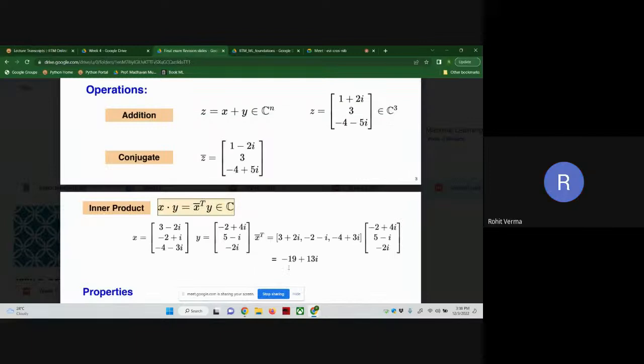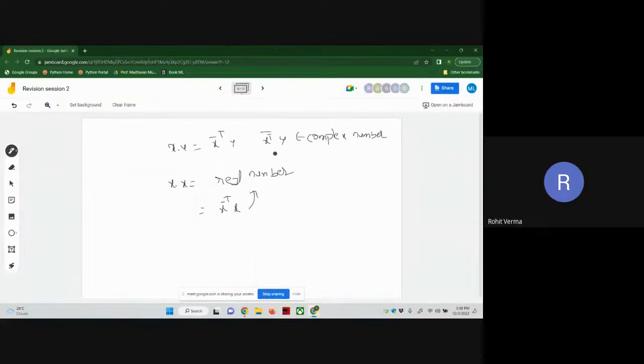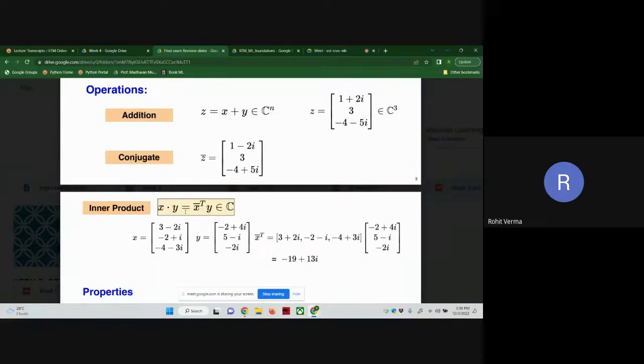But sir, I have a question. When we multiply x and y, they are complex vectors x and y. We need to transpose and conjugate the first vector, right? Yes, the first vector, not the second. Transpose and conjugate, or conjugate and transpose, either way is okay. If the question asks for x dot y, we conjugate transpose x. And if they are asking y dot x, then we conjugate y. Exactly.